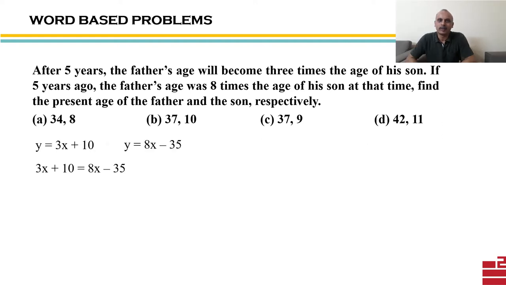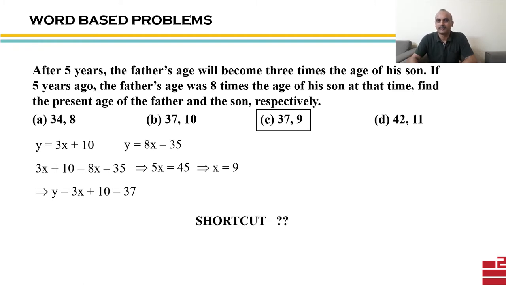Now see this, the equations we got were y is equal to 3x plus 10 and y is equal to 8x minus 35. So that means 3x plus 10 will be equal to 8x minus 35, and upon solving this I get x as 9. So the age of son is 9. Amongst the options we see that the only option which has x as 9 is option C. However, if we still want to find the value of y, we get y as 37. So C is the right answer.